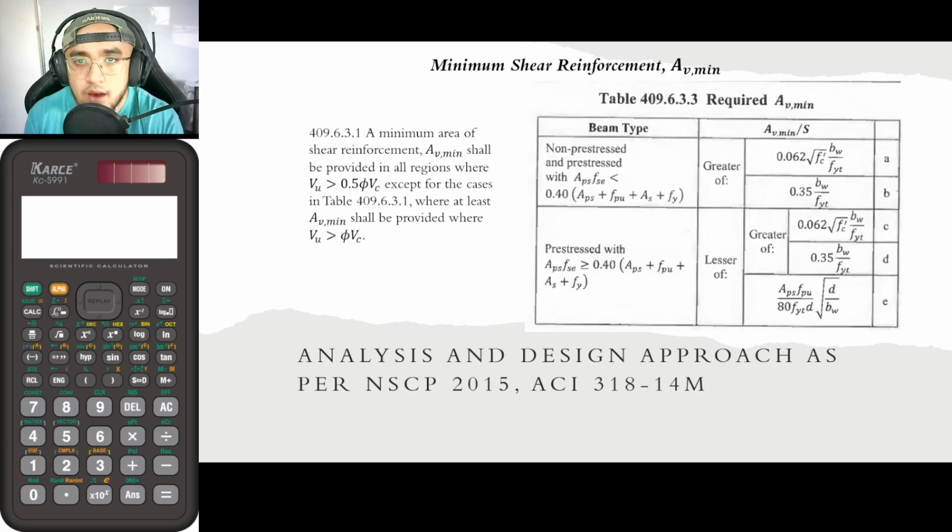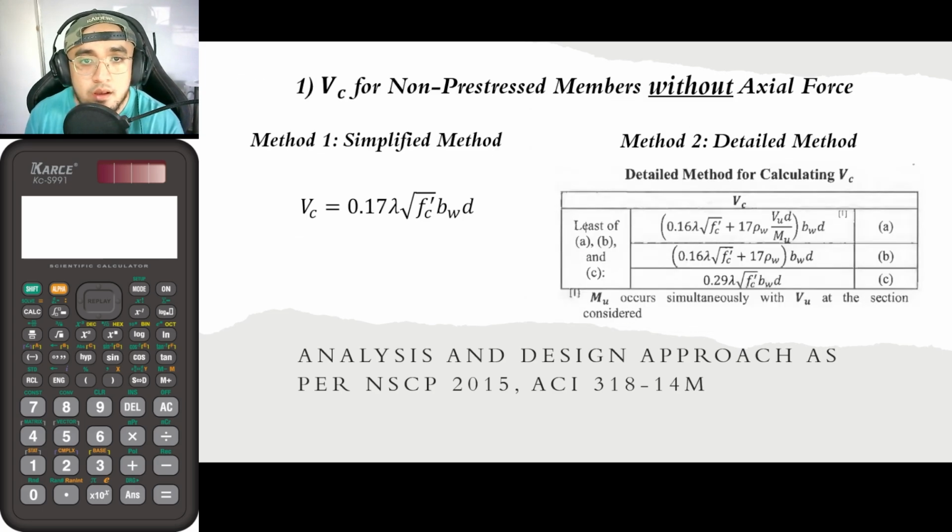Anyway, we also have a minimum required shear reinforcement, and that is now given by this equation. We would be discussing that further down the line during our problem solving. Okay, so let me just go to this part. In this part, guys, these are now the equations for VC, or the shear strength of concrete. We have two methods as per NSCP 2015 and ACI 318-14M.